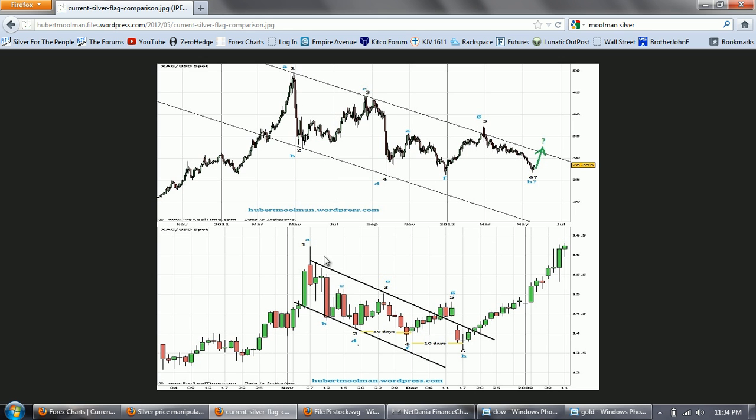You have down move, up move, down move, up move, slight down move, and then a potential breakout. You have the same thing with this pattern here. So if we do follow this pattern, Moolman is predicting that we will have a violent or very rapid climb out of this trend channel once we break out of it, and that very well could set up the move towards $80 that the Fibonacci sequence seems to be indicating.